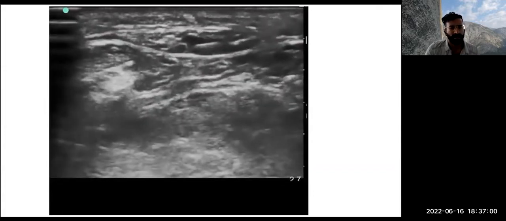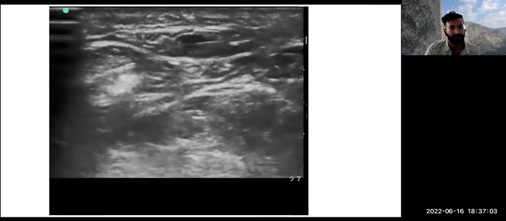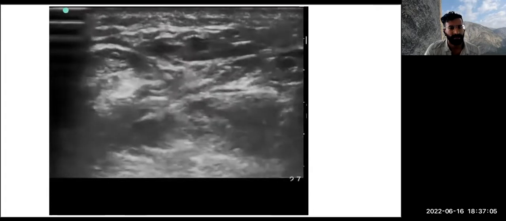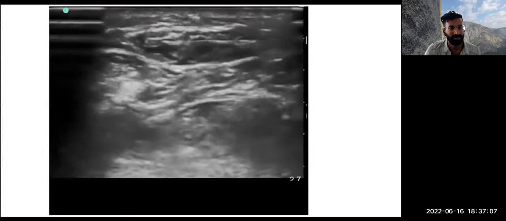I think in this case, it looks like this person's needle goes straight through the short saphenous vein, but I'm just going to choose to ignore that.